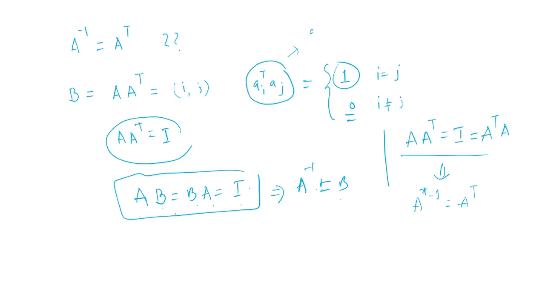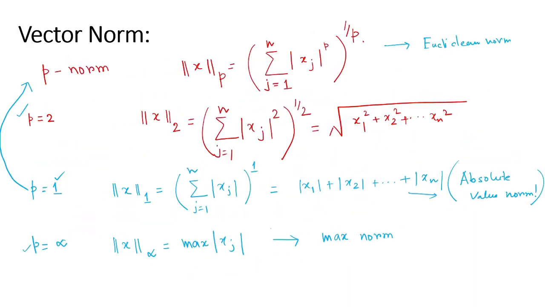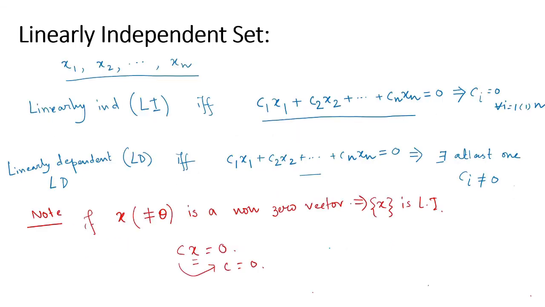I think the idea is pretty clear now. So what are the things that we have talked about today? First of all, we talked about different kinds of norms. One is the p norm. If p equals 1, it gives us the absolute value norm. If p equals 2, it gives us the Euclidean norm. If p equals infinity, it gives us the max norm.